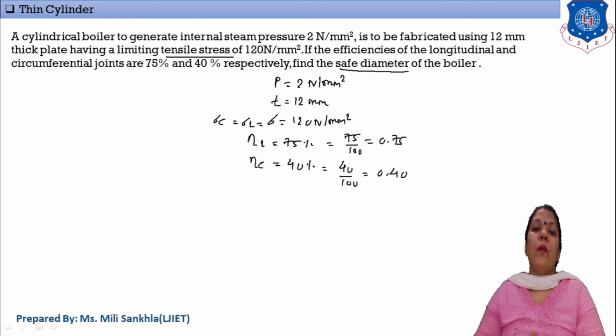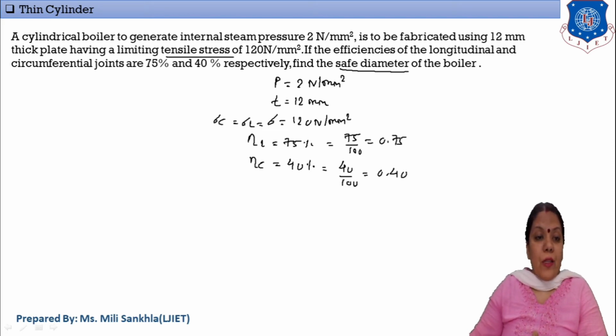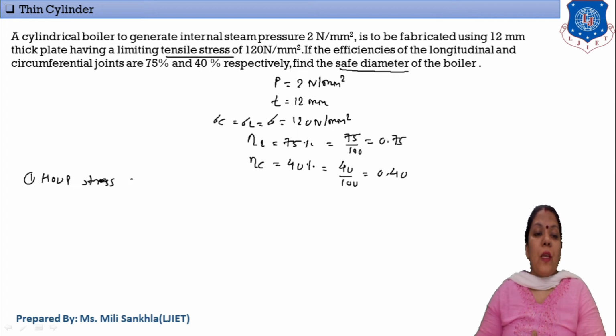Okay guys, if you remember, in the theory portion we covered the topic of efficiency of joint. Now first of all, the equation right here: hoop stress, write down hoop stress sigma C is equal to PD by 2T. If hoop stress is given, here we take eta L.